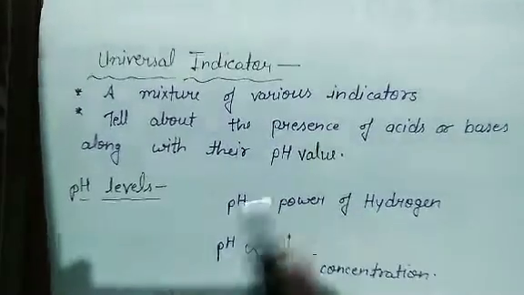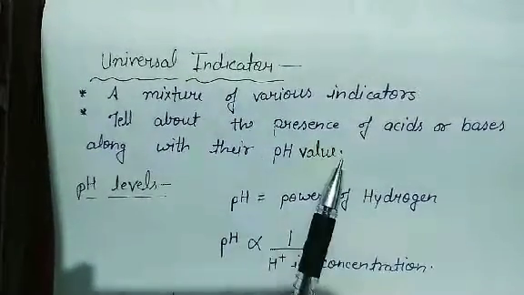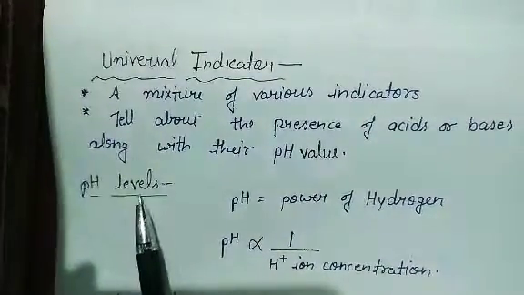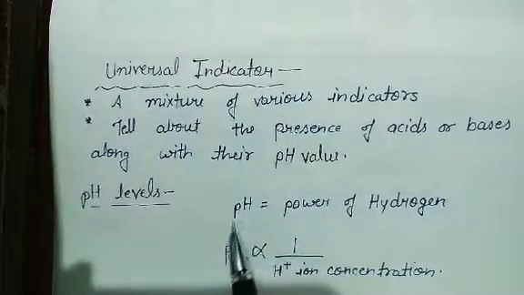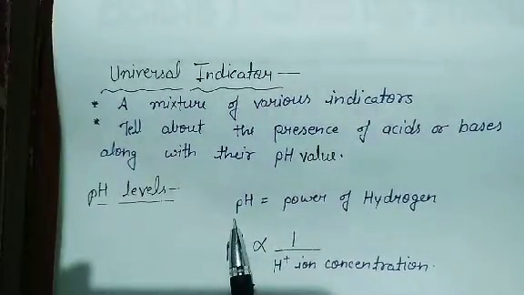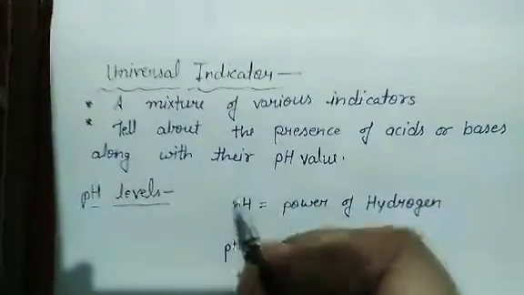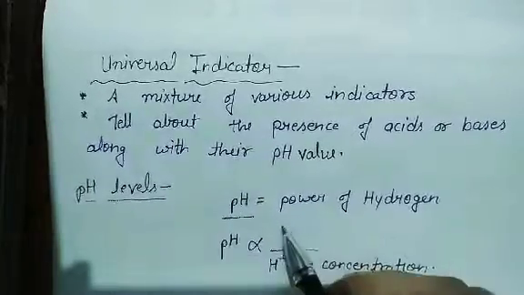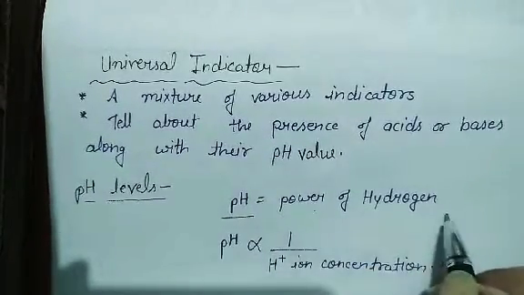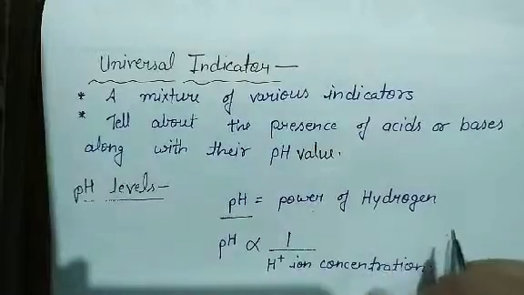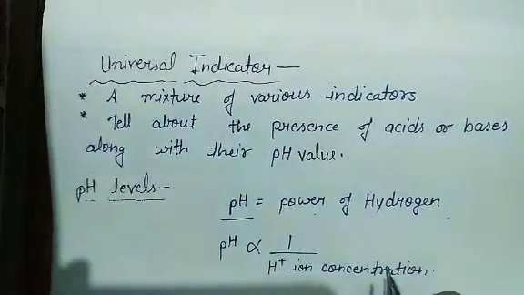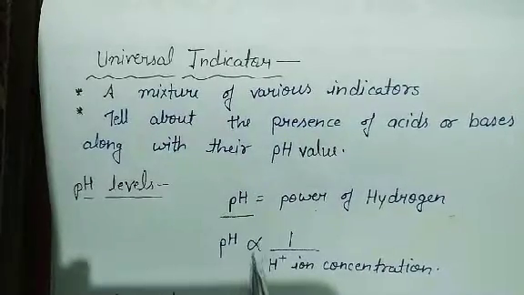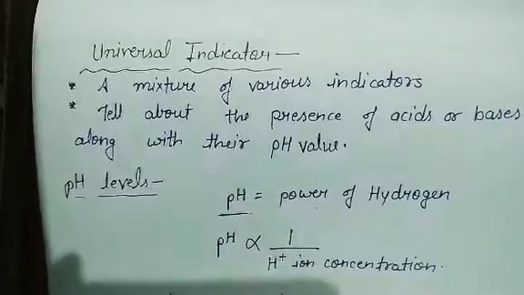So next we will move to pH levels. We just mentioned pH values here, so it is necessary for you to know about them. What are they? pH value is nothing but power of hydrogen. It is written as small p and capital H. This is the symbol of pH, and it stands for power of hydrogen. That means how much hydrogen ion is present in a solution. So pH is basically inversely proportional to hydrogen ion concentration.